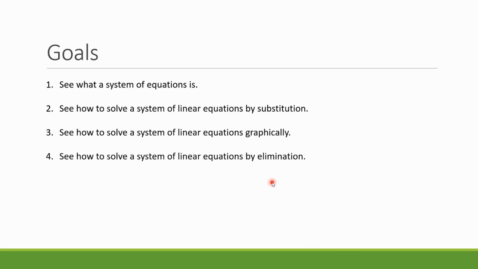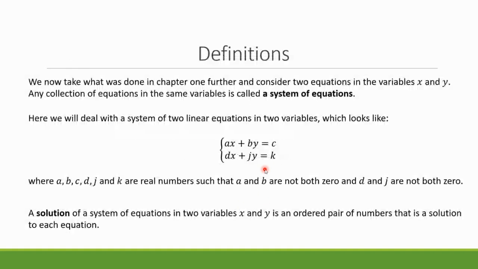Okay, now math is like any other science, right? So there is going to be some terminology, and that's what we have here. So we have basically here what a system of equations is. Any collection of equations in the same variables, that's a system of equations. So the equations have to be in the same variables. They all have to be in x, they all have to be in y, they all have to be in x and y, that kind of thing.